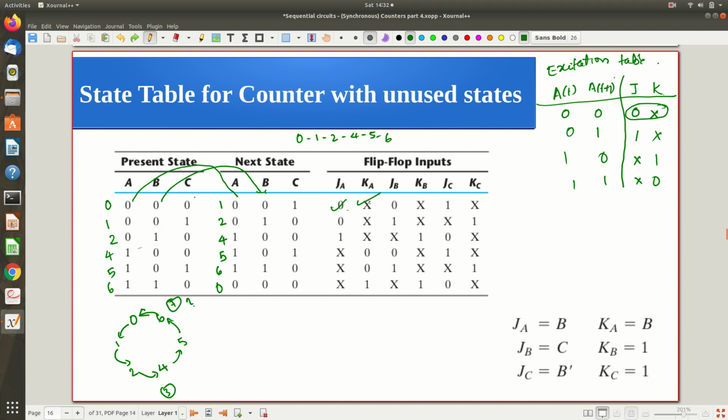And if you look at C, the bit C is changing from 0 to 1. For the 0 to 1 transition, the input to J and K should be 1 and x. That is how we are writing the table. Now, is that idea clear?